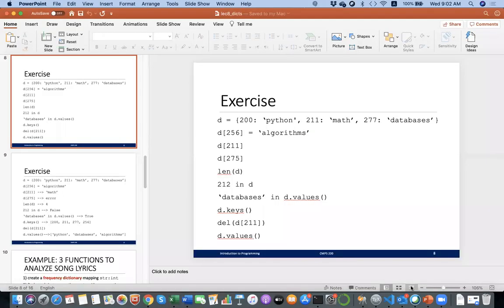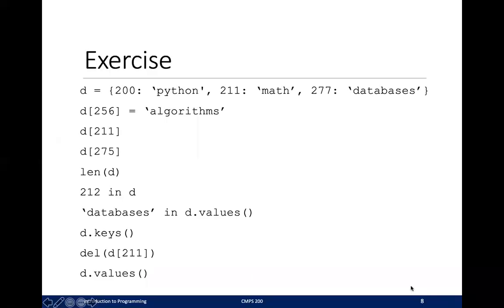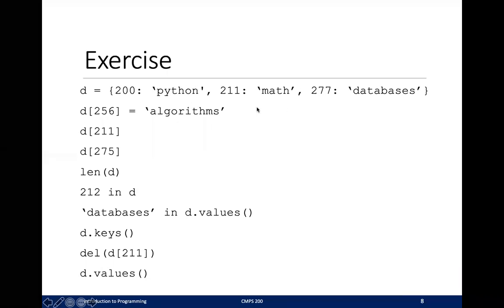So the last time we talked a little bit about this data structure or object type called a dictionary, which is a sort of list of key-value pairs. For instance, here's a dictionary. I define it in Python using curly braces. This dictionary had 3 elements. The keys are integers, the values are strings, and the first key is 200, and the corresponding value is Python, and so on.